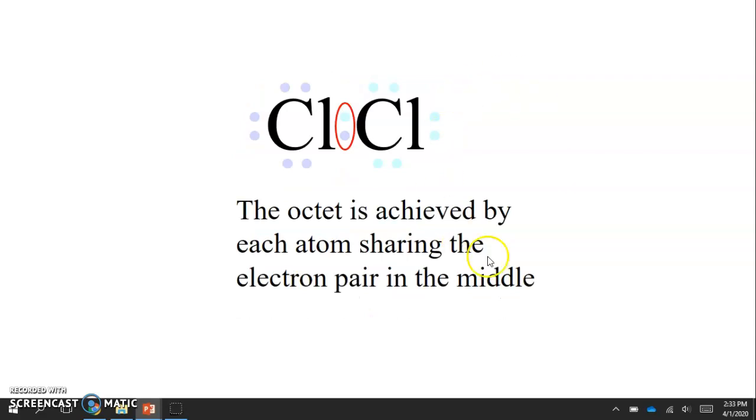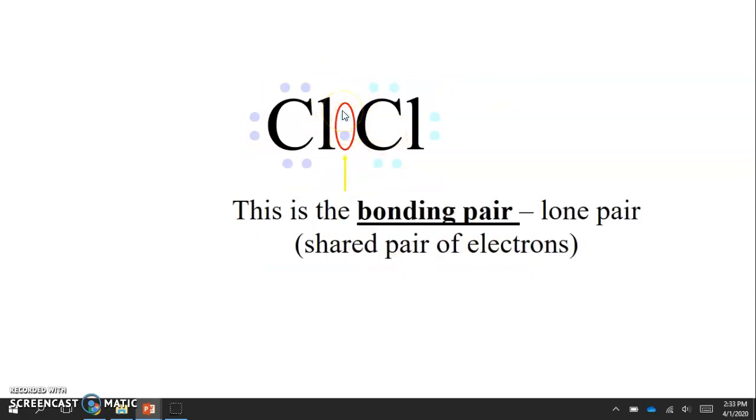So this is the pair that's shared right in the middle here. The electron pair that you're actually sharing in a covalent bond is known as the bonding pair. So the bonding pair is what is actually shared.